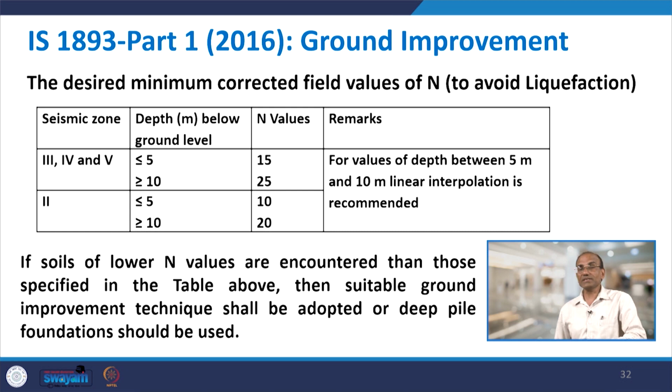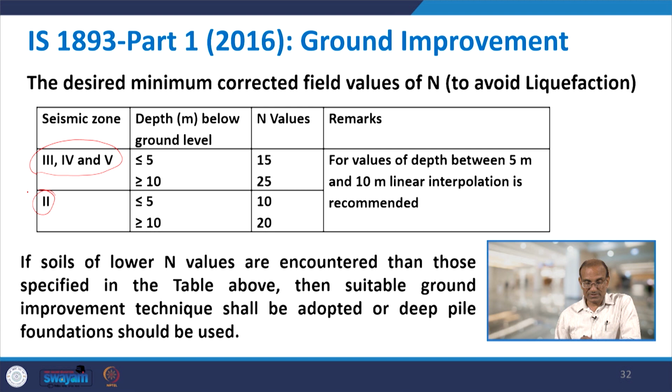One of the important issues which is given in the code, also in a table, is the minimum value of n which is required. If the desired value of n is less than the values listed in this table, then ground improvement is a must, particularly for liquefaction. This has been divided into two categories. Seismic zones 3rd, 4th and 5th have been clubbed in one category, while zone 2nd is another category.